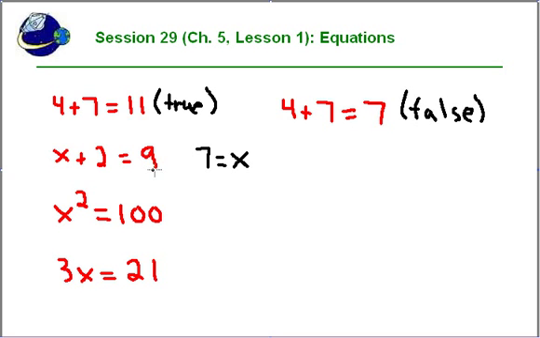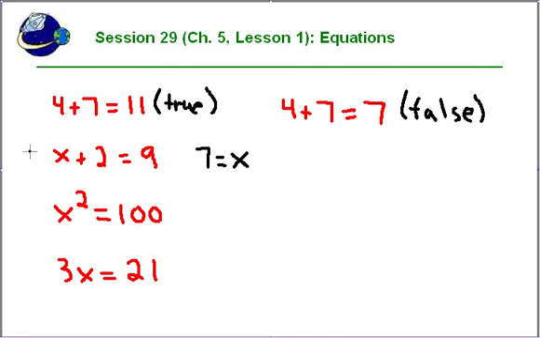So in order for this equation to be true, X has to be 7. If we choose any other value for X, this equation will be false. If we put in a 10, 10 plus 2 is 12. 12 does not equal 9. The method by which we are finding out which value or values for a particular variable will make the equation true, that's called solving the equation. So for the equation x plus 2 equals 9, I tell you to solve it, and we solve it by finding out that x has to equal 7 in order for this equation to be true.